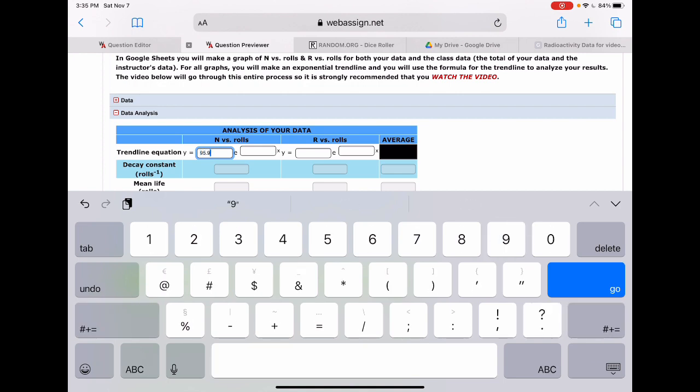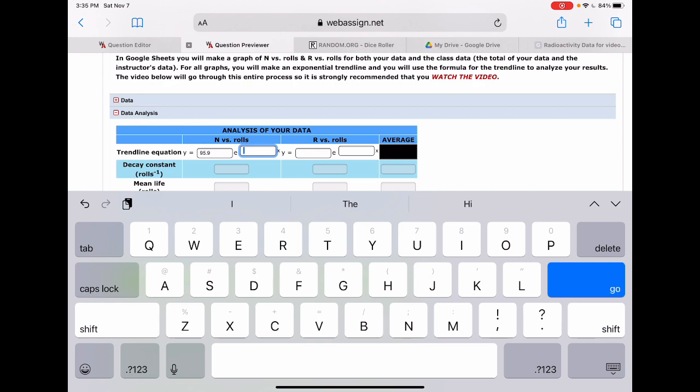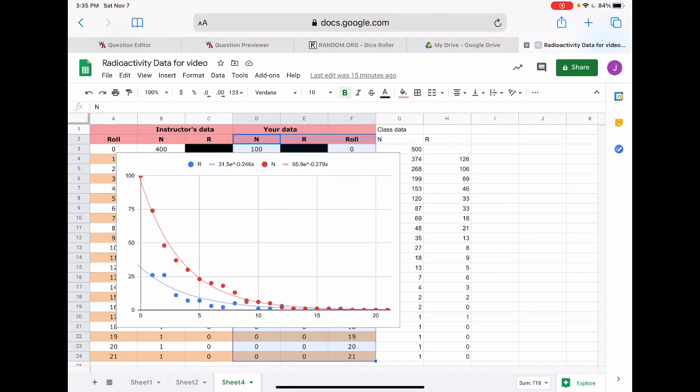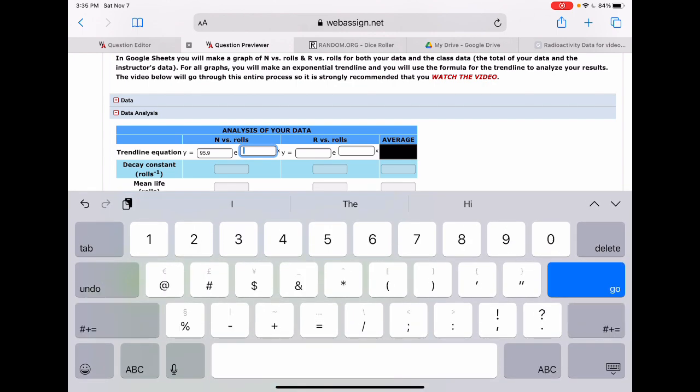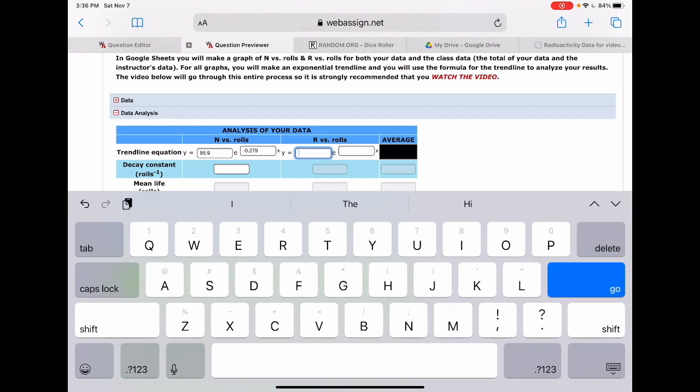Then I need to know to what power e is raised. Going back to the Google Sheet, it's raised to the negative 0.279 times x power. Well, the x is already there next to the answer box, so I just need to put in negative 0.279. Now I need to get the same information for r versus rolls.